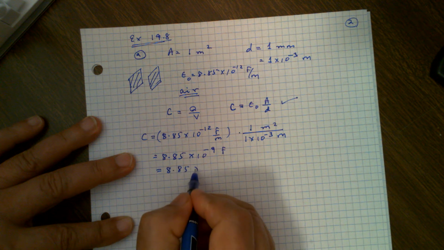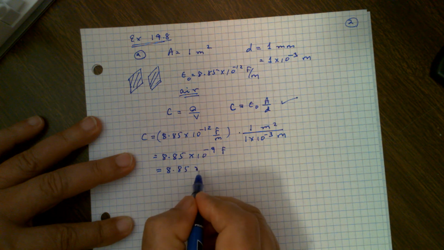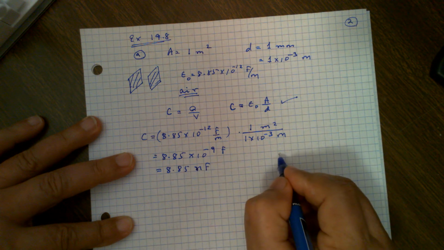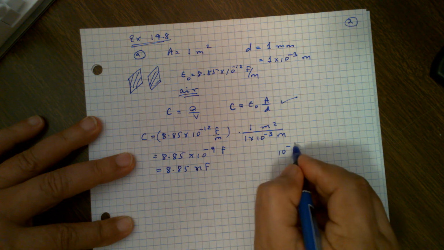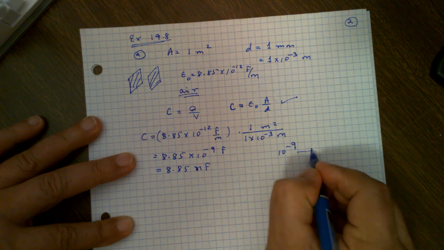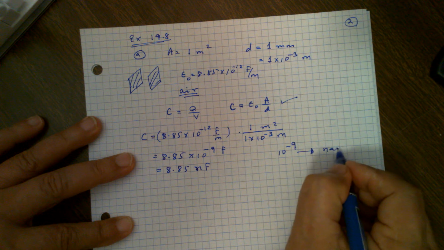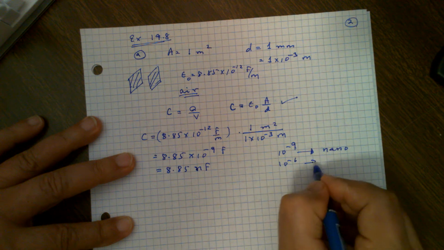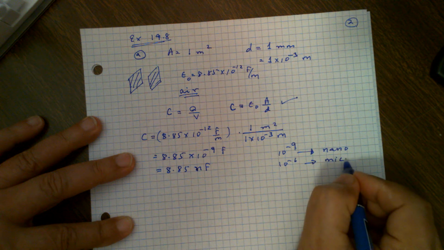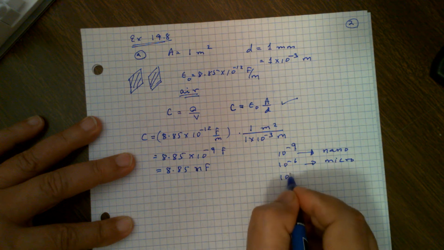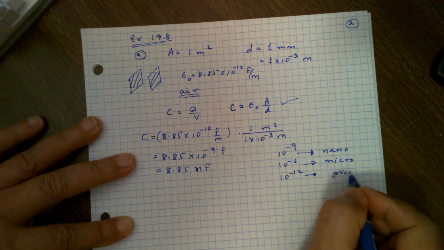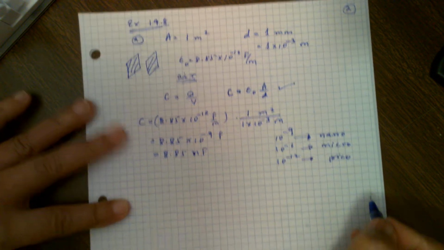Which is equal to 8.85 nanofarad, right? 10 to the negative 9 is nano. 10 to the power negative 6 will be micro. 10 to the power minus 12 will be pico. Okay? All right.